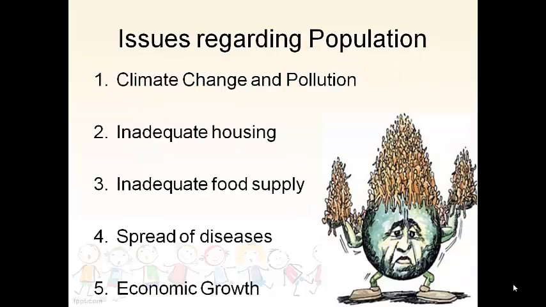Let's keep going here. So here are some of the issues regarding population that we're going to cover in this unit. Climate change and pollution is one. Inadequate housing and inadequate food supply are also two items that kind of go hand in hand with overpopulation. Also the spread of diseases, like the Black Plague, like HIV and the flu. We'll talk about that. And last but not least, economic growth. Does population help or does it hurt economic growth? We're going to get into all that, but we're going to start here.